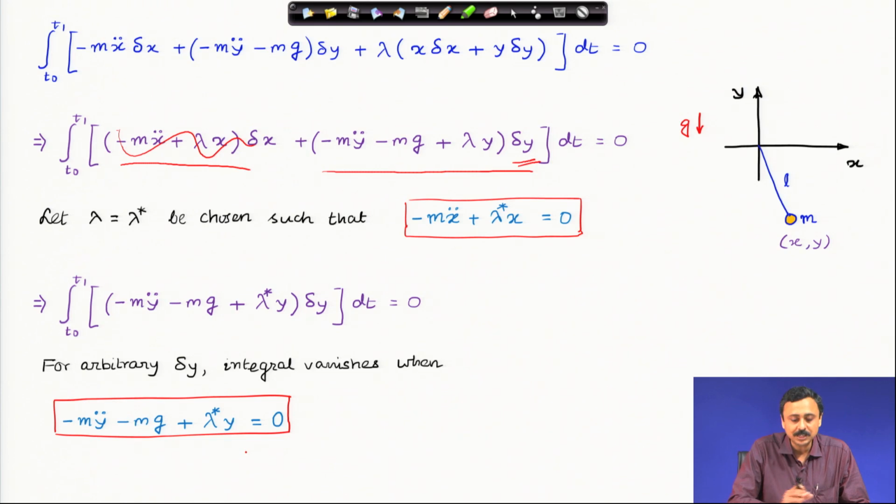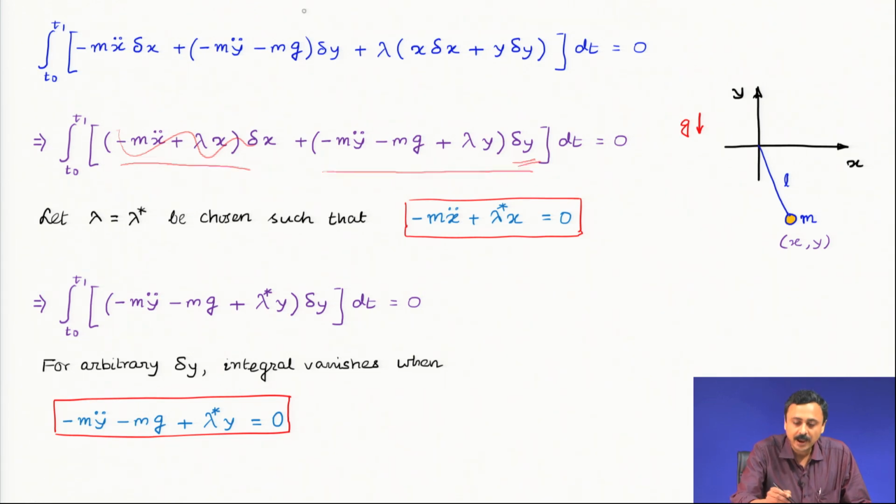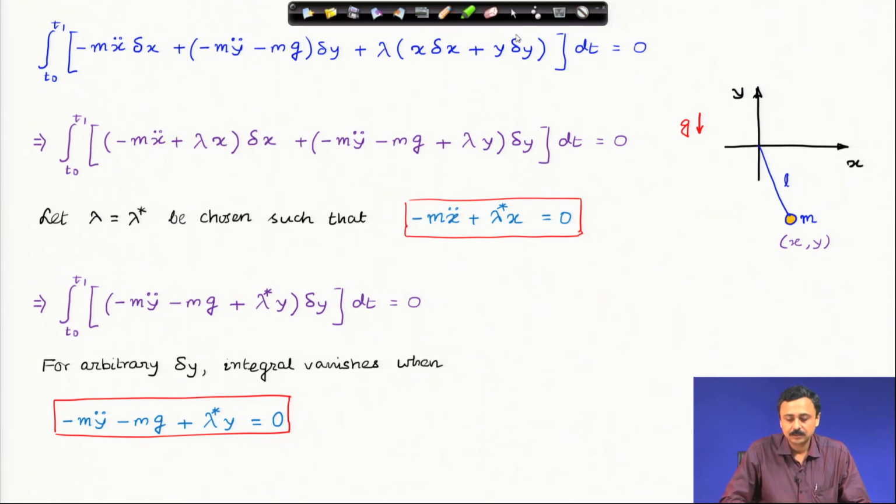Now, this is an argument, the whole argument broken in two parts. First, we just removed that first term which was multiplied with delta x. We just removed it, so that we do not have to worry about the variation in x or the virtual displacement in x. We do not have to worry about that at all. We have chosen lambda such that the first bracketed quantity goes to 0, and what we are left with, that integral, if it has to be 0 for arbitrary delta y, then this coefficient of delta y must be 0, and this gives us the two equations.